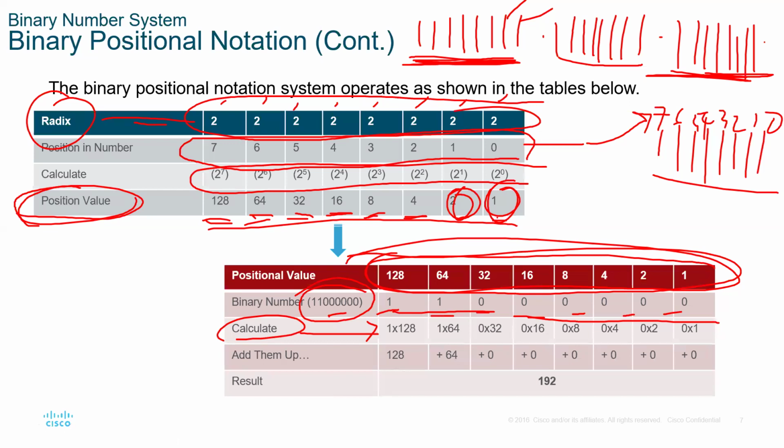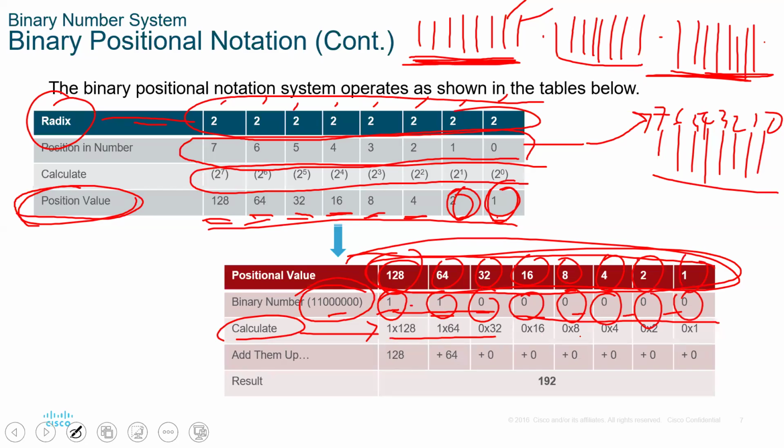So I just calculate. How did I calculate? 1 times 128, 1 times 64, 0 times 32, 0 times 16, 0 times 8, 0 times 4, 0 times 2, 0 times 1. If you do that, that's what we have here. Once you do that, you will get your answer here. If you add them up, you will get 192. What are we saying? 192 is the decimal value of this binary number 11000000.